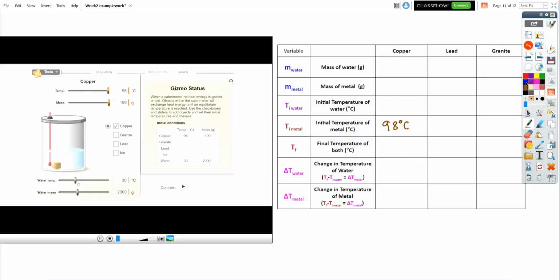And the initial mass of my copper, I'm setting at 199 grams. Then my initial temperature for my water is being set at 26 degrees Celsius, and my initial mass of water is 600 grams. Now, I like to color code things, so that's why I'm using a color code system, but you're welcome to do this however you please.